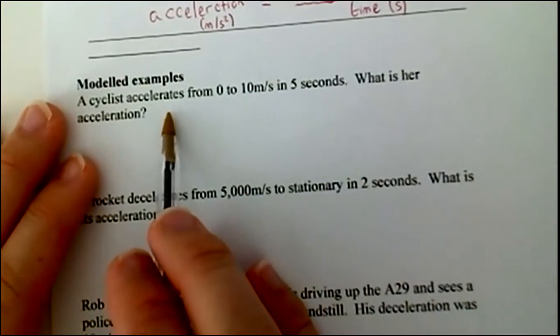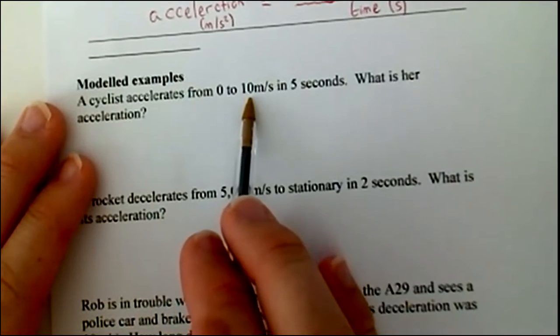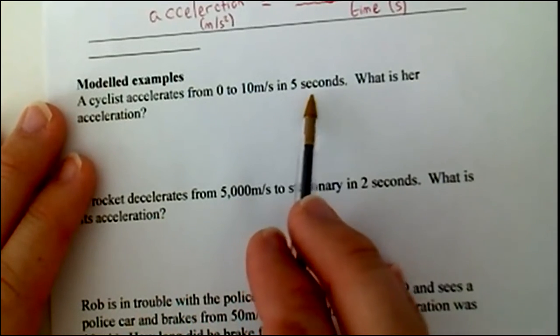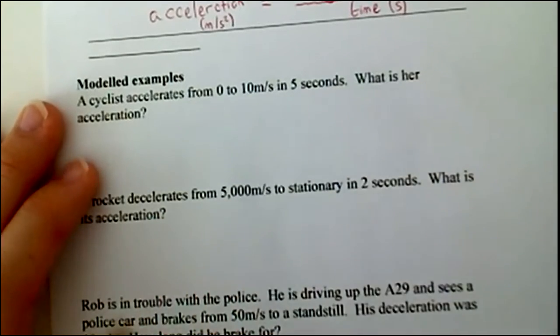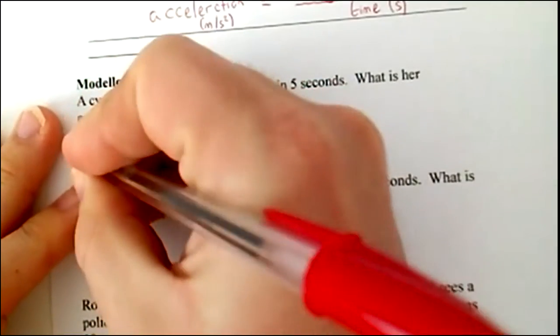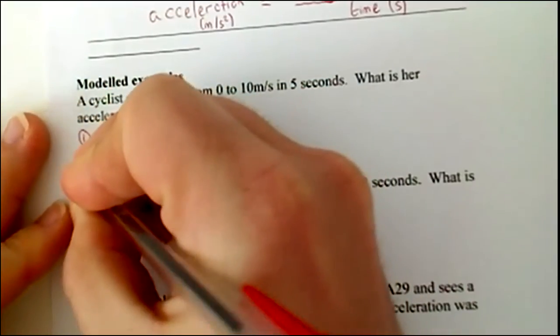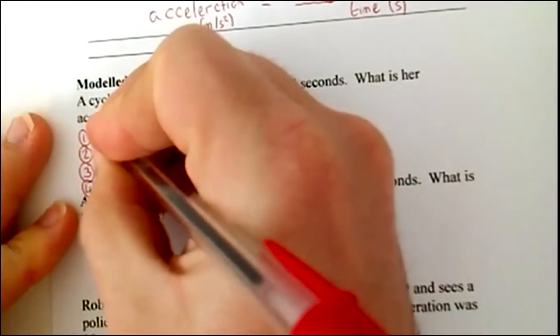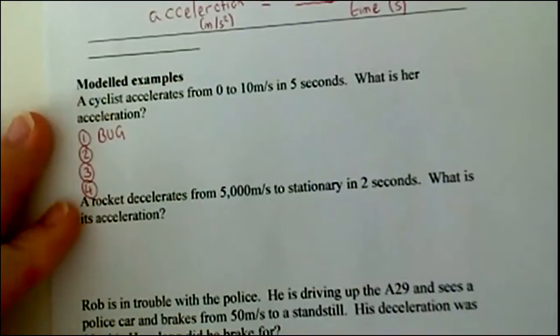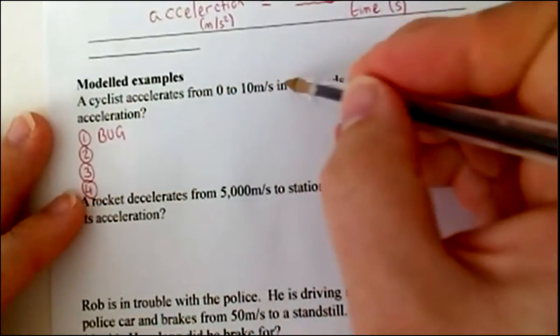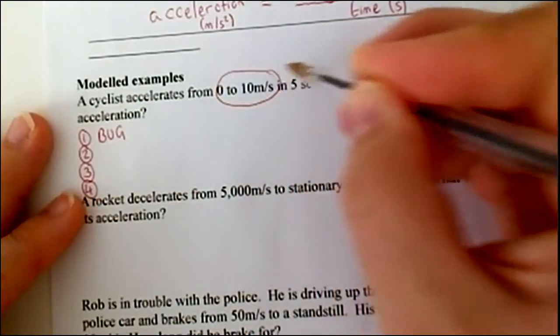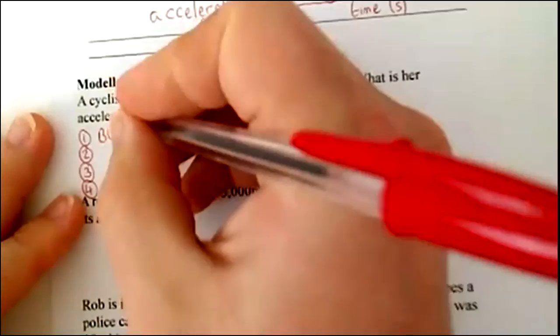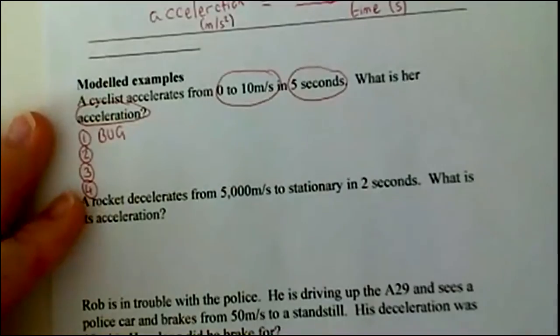A cyclist accelerates from 0 to 10 meters per second in 5 seconds. What is her acceleration? Now, you should hopefully remember from lesson 1 my 4 top tips. Step 1 is bug. That's bug the question. So again, we're going to do it together now. I'm going to bug it so I can see what I've got and what I want to find out.